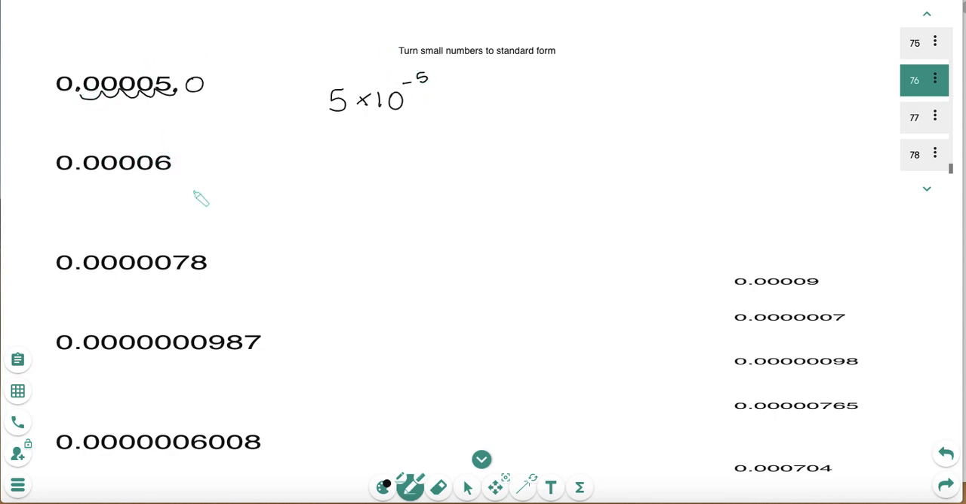Same thing here. Where would I move this decimal place? Well, here it would be 0.0006. That's not between 1 and 10.